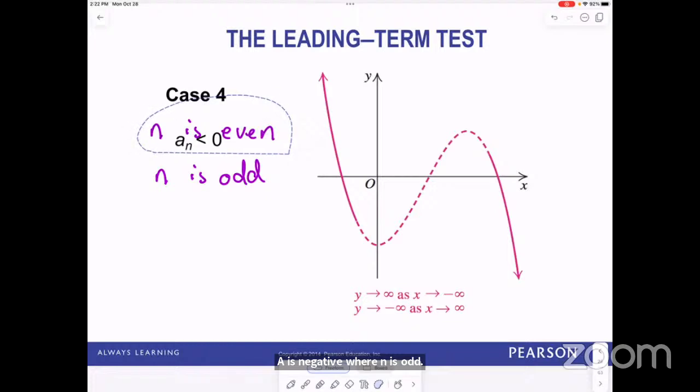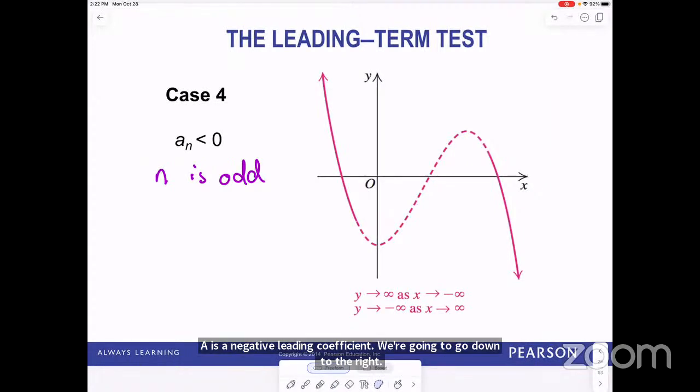Delete. So A is negative, a negative leading coefficient. We're going to go down to the right. N is odd. The other side does the opposite. So we're going to go up to the left.